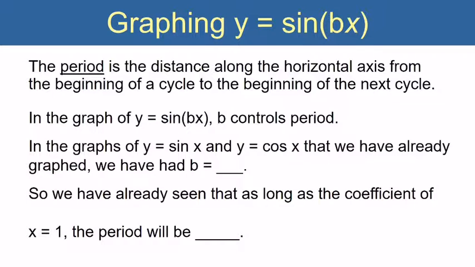So we've already been graphing sine of x and cosine of x, and we know that the coefficient of x in both of these cases has been 1. So we've already drawn graphs where b was equal to 1. And we know that as long as b is equal to 1, the period will be 2 pi. We've already seen that in the graphs that we've drawn so far.